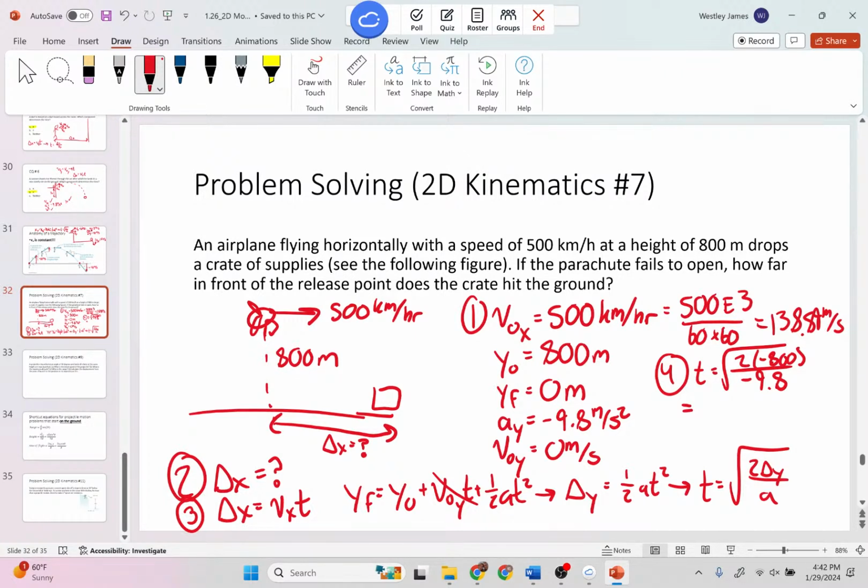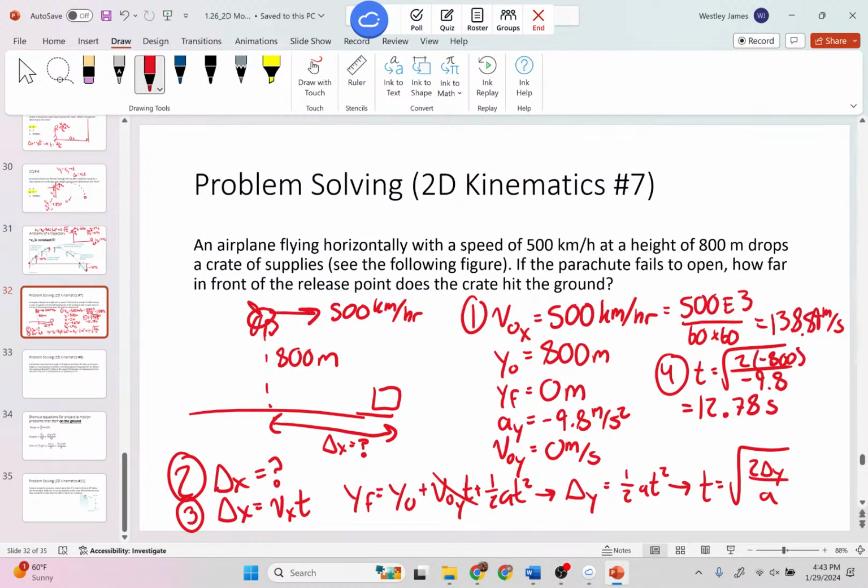Alright, so square root of, and we can just cancel out. You don't need to plug in the negatives in your calculator if you know they cancel out. We get a time of 12.78 seconds. We think to ourselves, does that make sense? Always a question you should ask.